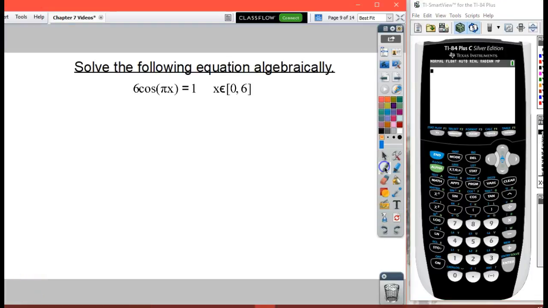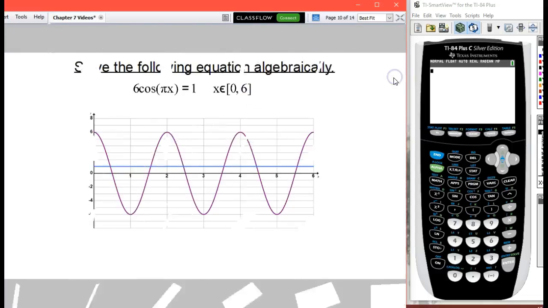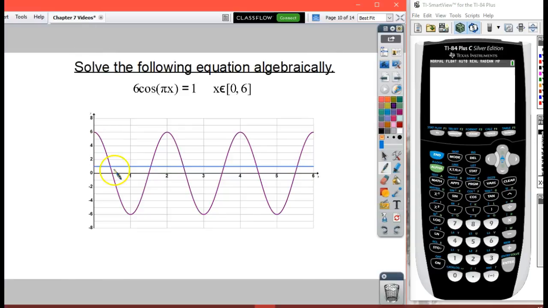For this problem, we're looking to solve the equation 6 cosine of pi x, and we're going to try to find where that equals 1. The only angles that I want as answers are the angles between 0 and 6 radians. So right away, I'm going to look at the graph, and so here we can see our sinusoid.